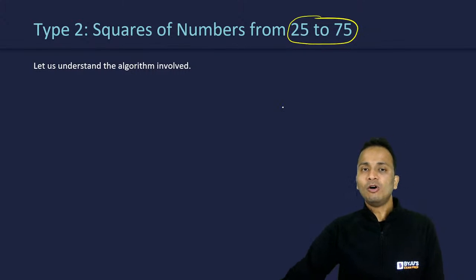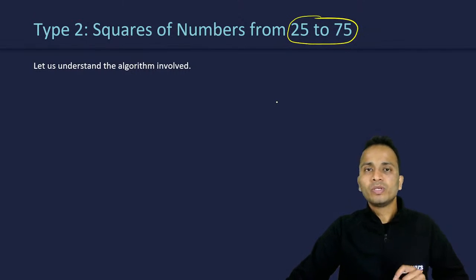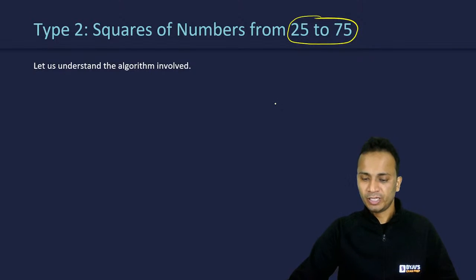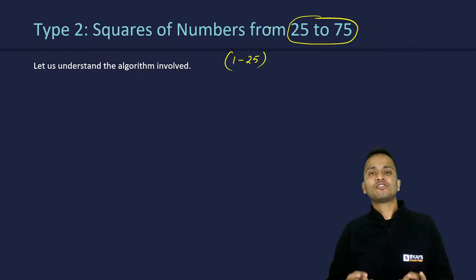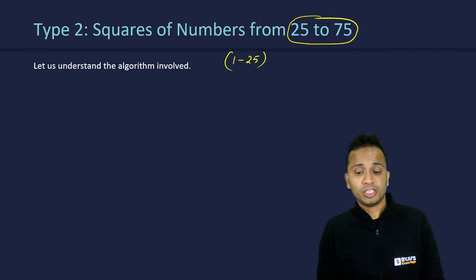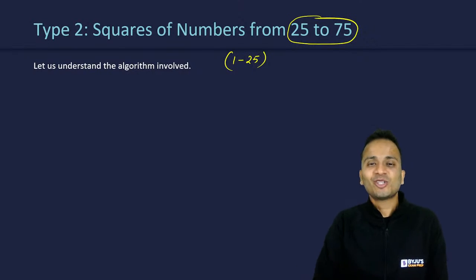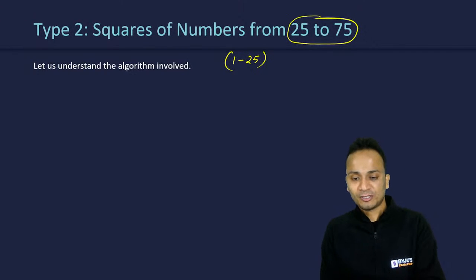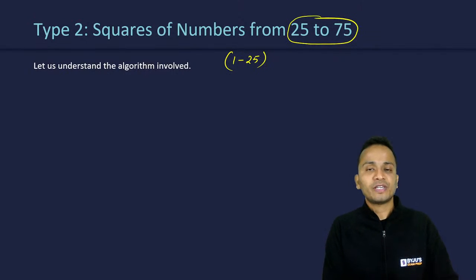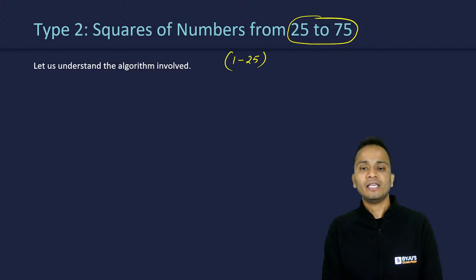Now, there is a prerequisite for understanding this method to calculate the squares of these numbers quickly. The prerequisite is that you need to remember the squares of the first 25 natural numbers. They should be on your fingertips. So quickly write yes or no if you remember the squares of the first 25 natural numbers. I'll wait for all of you for a few seconds. If you remember, quickly write a yes in the chat box.